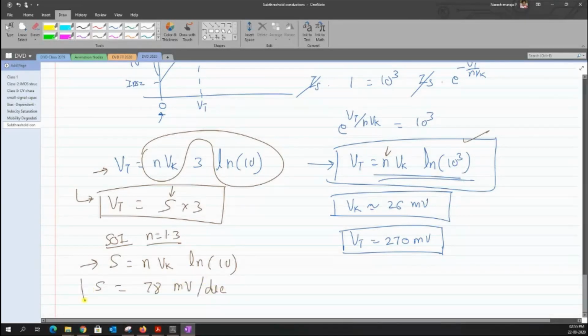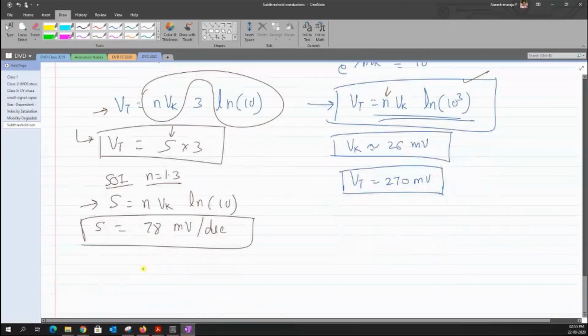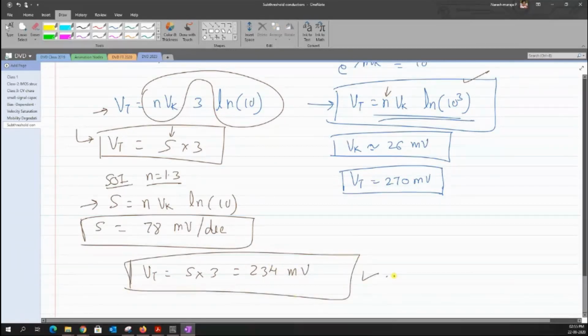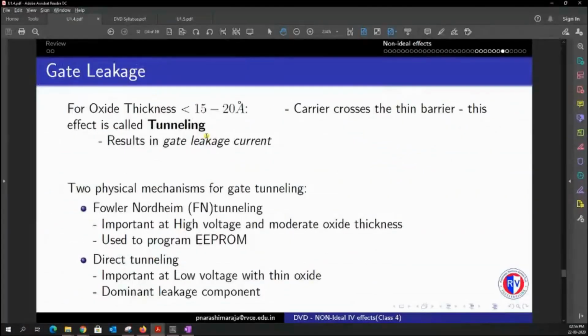So this is the slope factor that I have, and once I know the slope factor, I can just multiply by a factor of 3 to get the result. Okay, so now I'm going to run at a much faster pace. The second type of leakage that we have is the gate leakage.